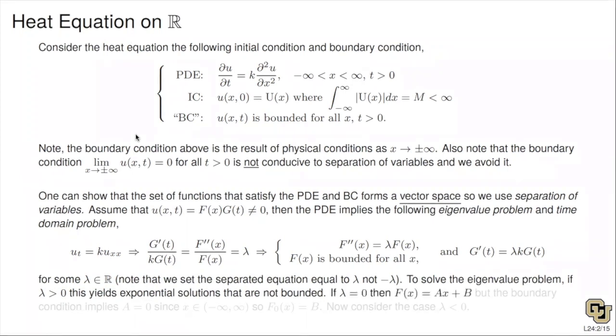If lambda equals 0, just go back to the original ODE, get rid of all this, replace this with 0, and integrate twice.